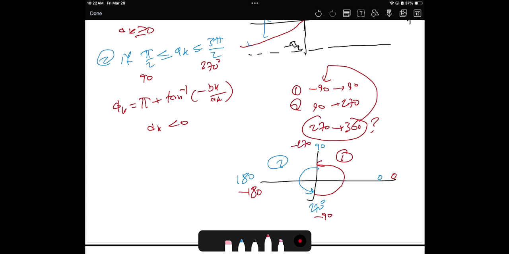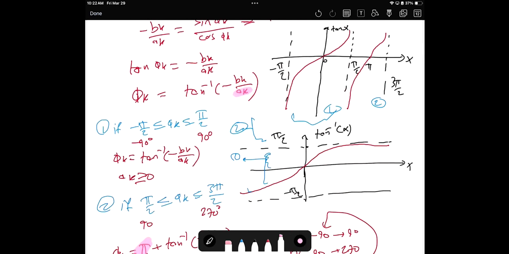So as a result, we got two formulas. The term depends on whether a_k is positive or negative. If it is negative, you will see pi plus tan inverse. If it is positive, then we just say tan inverse. So the point is just using this pi, depending on whether it is negative or positive.